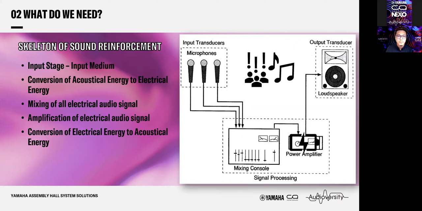And by the time it reaches the three artists who are singing, they are able to hear it because the sound has been amplified. It wouldn't be possible if the audio wasn't amplified, hasn't been through all the stages that we have gone through earlier. So this helps our lives in assembly halls, especially in assembly halls and events.